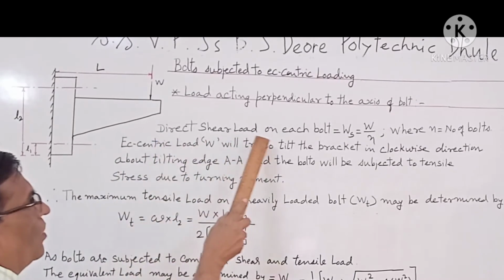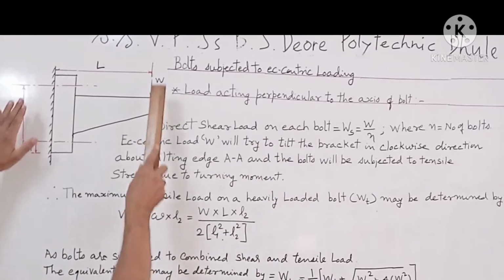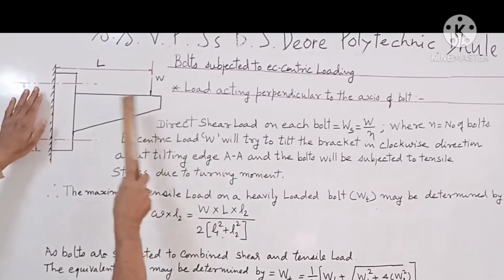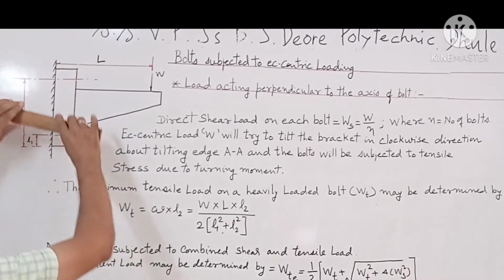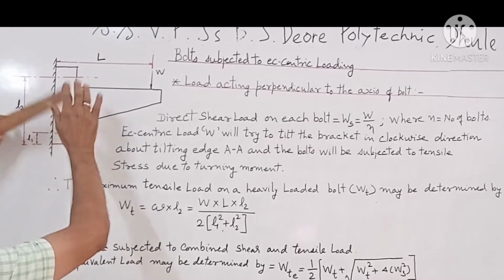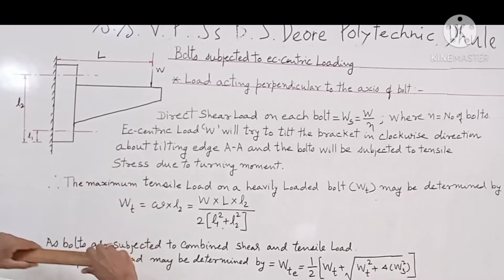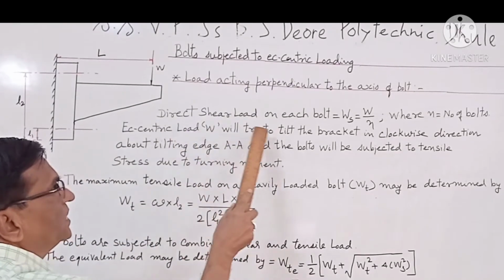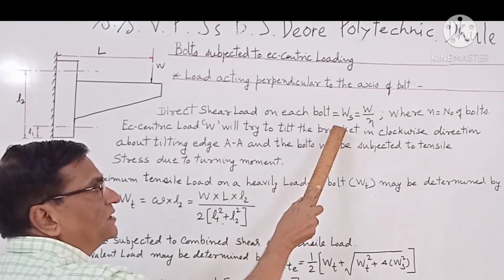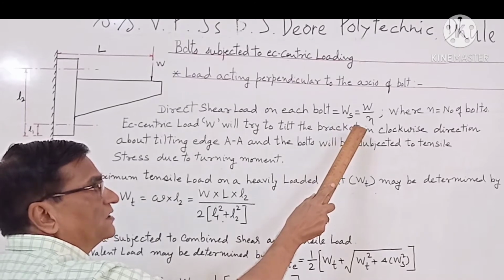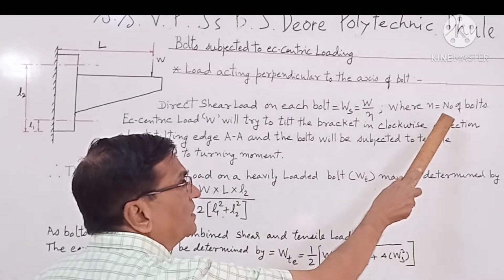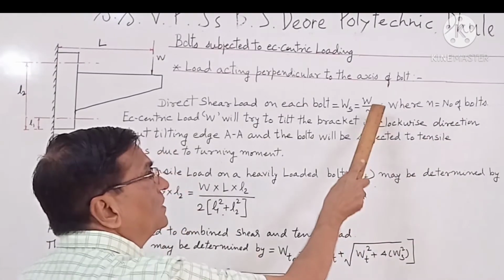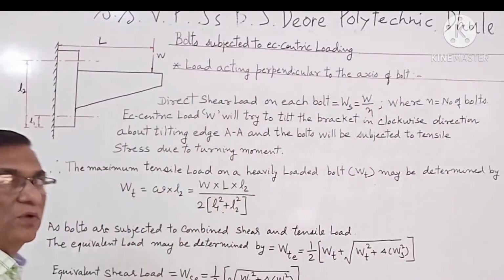Direct shear load on each bolt. As the bracket is loaded, the bolts here are subjected to direct shear. Here direct shearing will be there. So direct shear load on each bolt is equal to Ws is equal to W upon N, where N is equal to number of bolts and W is the total load.